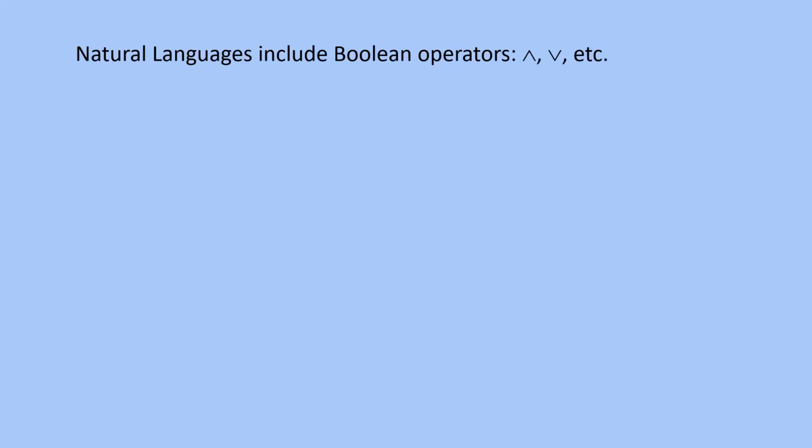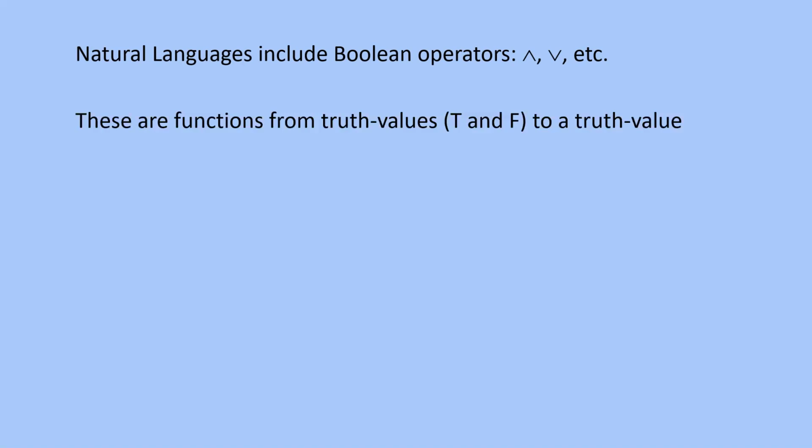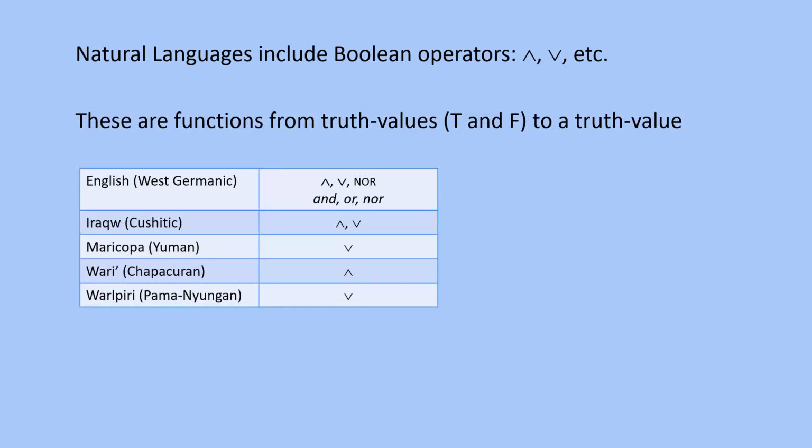Natural languages, as we all know, include Boolean operators, conjunction, disjunction, things like this. These operators are functions from truth values, the true and the false, to a truth value, at the very least. That's the simplest semantic analysis you can give. And languages across the world seem to be divided more or less in these families or categories. There are languages like English that contain and, or, and nor. So the nor is the negation of disjunction. There are languages that contain only conjunction and disjunction, and languages that only contain one of those.